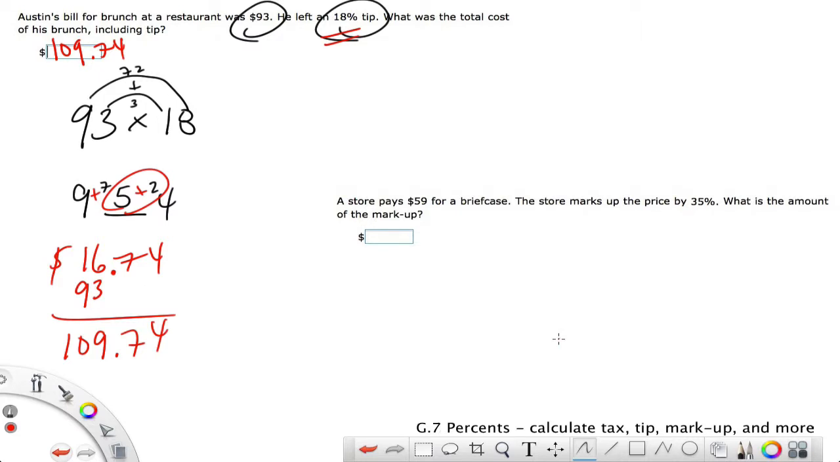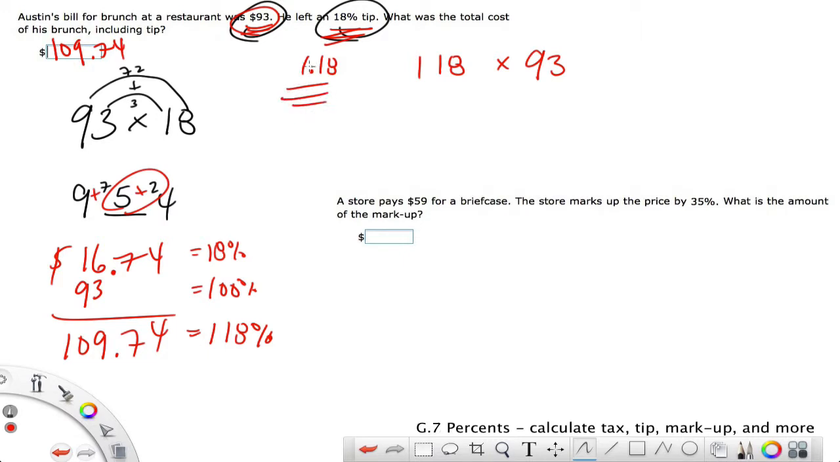So the more advanced way takes this as a 2-digit, 93, times a 3-digit, in this case, 118. Now, where'd that come from? An 18% tip, that as a percentage is 0.18. But we're going to add 100% of this to the number we get, right? This is our 18%. And 93 of 93 is 100%. So the total ends up being 118%, which as a decimal is 1.18.